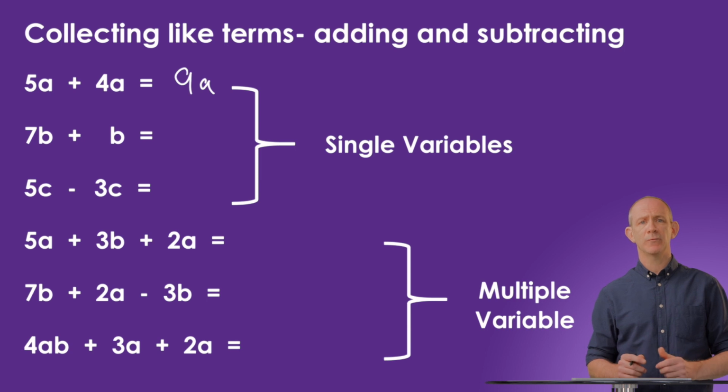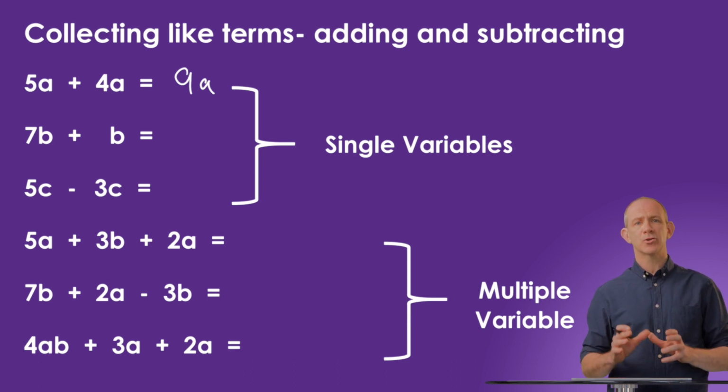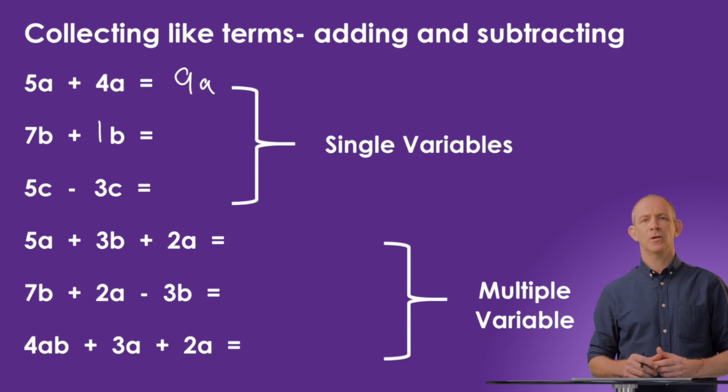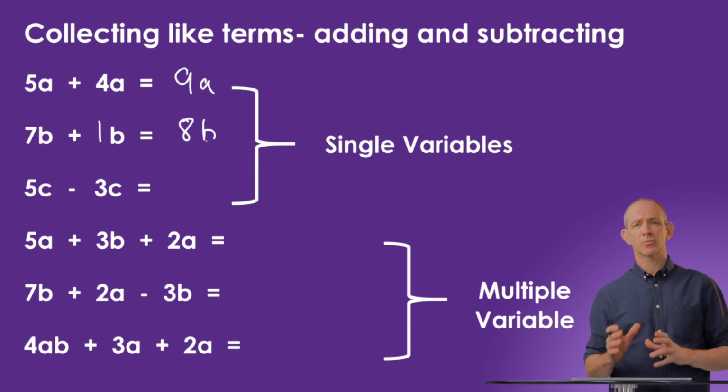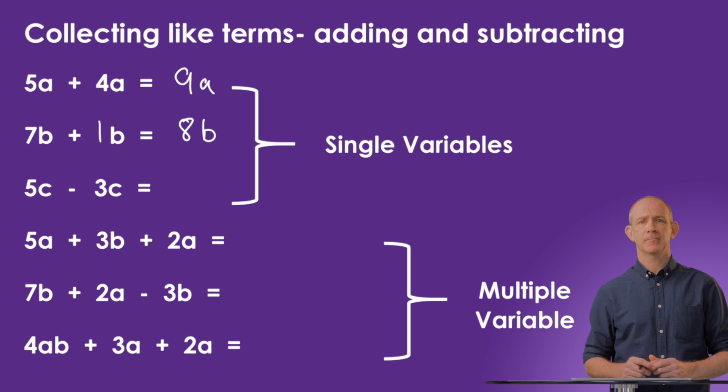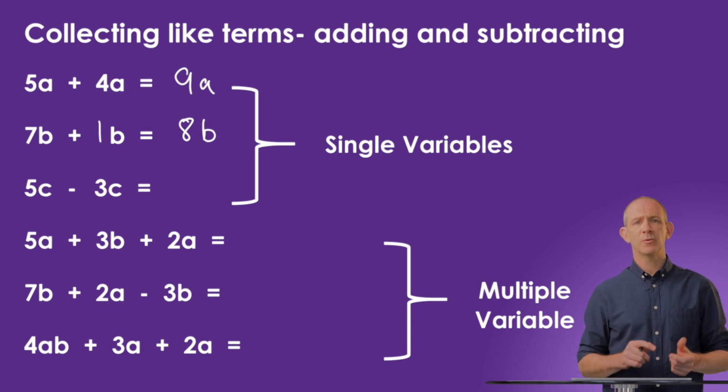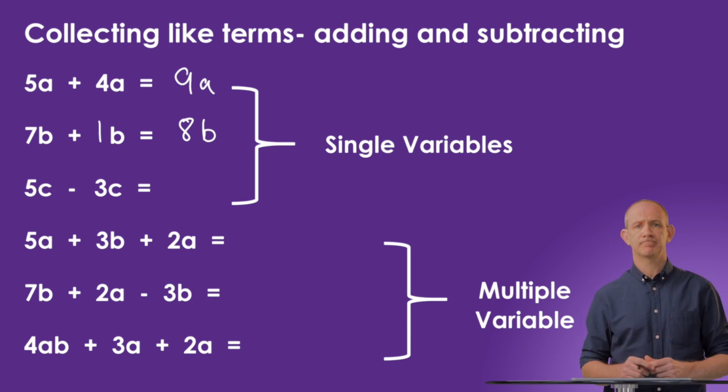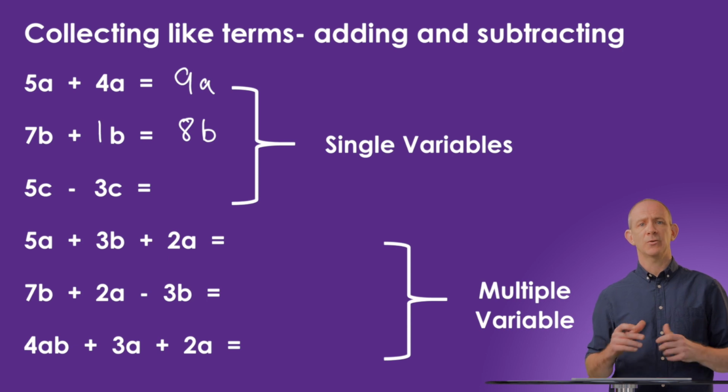In the next problem, we've got 7b plus b. Now this second b doesn't seem to have a coefficient, but it does. If we don't see a number there, we assume it's the number 1. So we can add 7b plus 1b to equal 8b. In the next one, we've got subtraction, 5c take away 3c. And we deal with this in the same way as we do addition. And we end up with 2c.